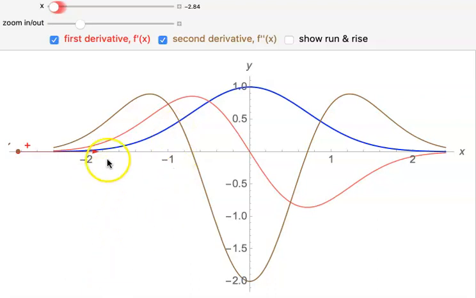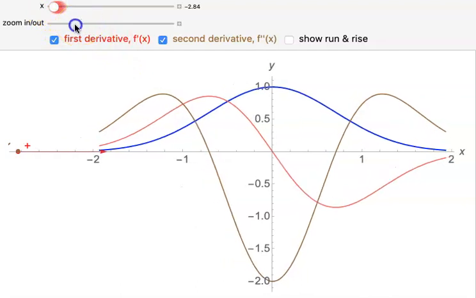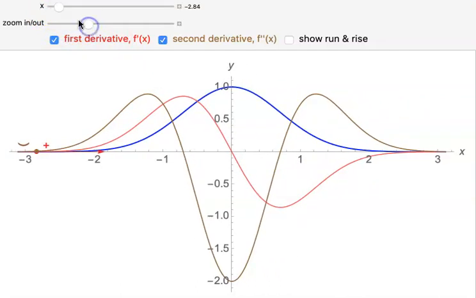All right, we're back. If you've been watching a lot of these videos, you know that blue is our function, red is the first derivative, and the darker gray is the second derivative. So let's go through here and see if we can understand why this is the case. I've got the first and the second derivative shown, and here we have blue as the function.